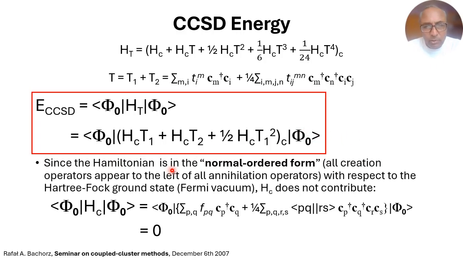Note that since the Hamiltonian is in the normal ordered form with respect to the Fermi vacuum, Hc does not contribute to the expectation value. That is, the first term in the BCH Hamiltonian does not contribute because Hc is this, and since all creation operators appear to the left of the annihilation operators, these annihilation operators operating on phi 0 will give 0. These annihilation operators operating on phi 0 ket give 0, and therefore Hc does not contribute to the expectation value.